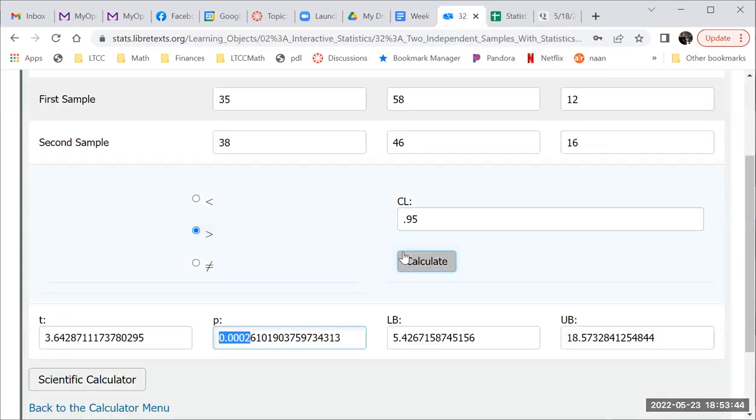Okay. Then the lower bound and upper bound, I'm going to do nearest whole number, are 5 and 19. So now with 95% confidence, the population mean amount of time that women spend cooking is between 5 and 19 minutes longer than the population mean amount of time men spend cooking. So it should sound very similar to that.